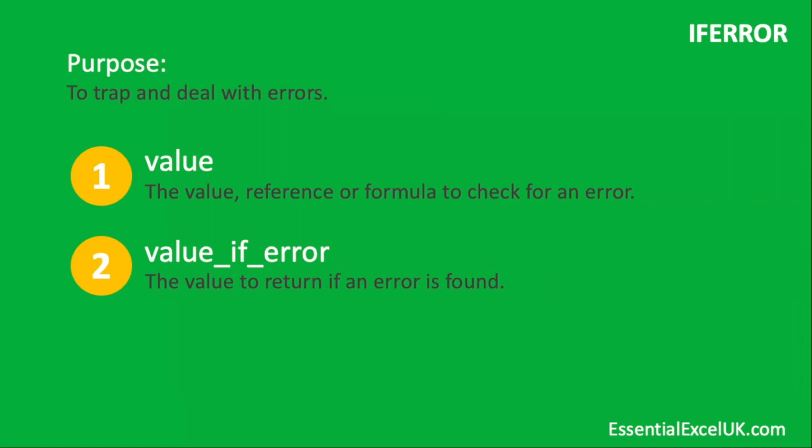Cool, so going into the formula, we have two different parts to the IFERROR function. The purpose of the function is to trap and deal with errors. The IFERROR function is made up of two parts. Number one is the value, and this is the value, reference or formula to check for an error. And number two is value_if_error. So this is the value to return if an error is found.